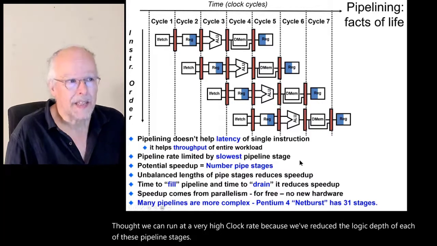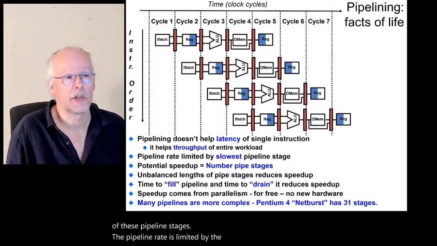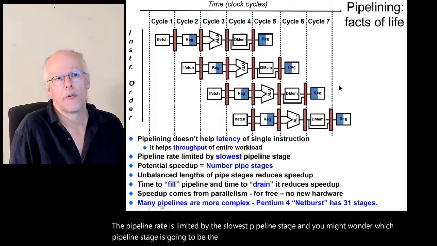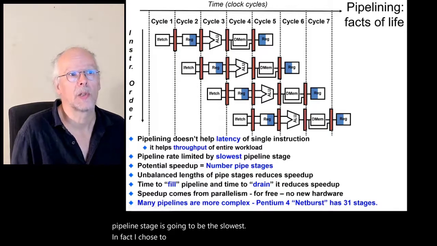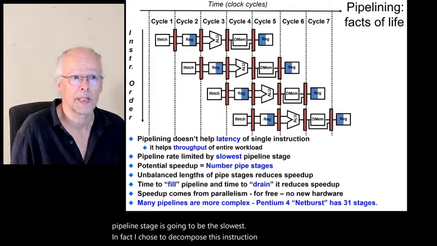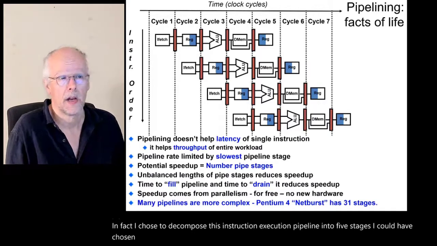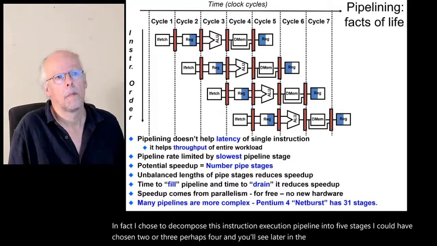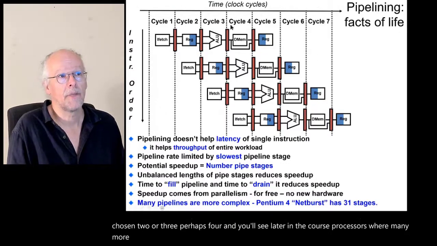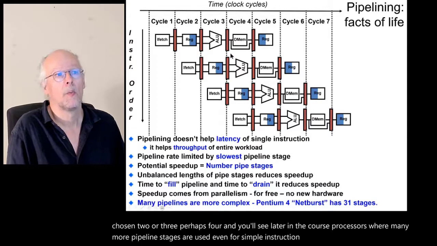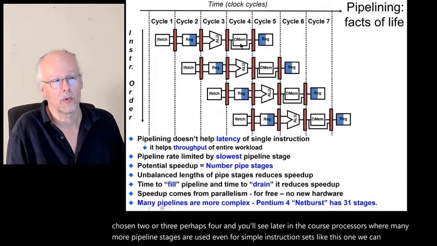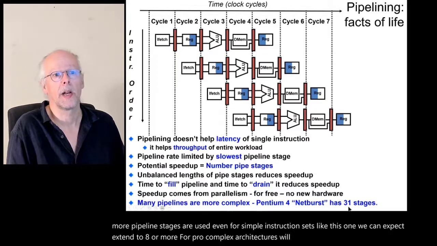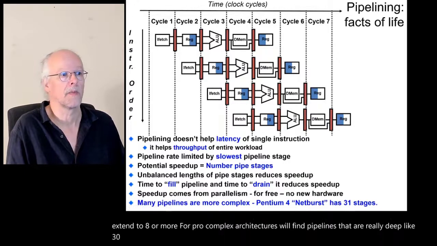The pipeline rate is limited by the slowest pipeline stage, and you might wonder which pipeline stage is going to be the slowest. In fact, I chose to decompose this instruction execution pipeline into 5 stages. I could have chosen 2 or 3, perhaps 4, and you'll see later in the course processors where many more pipeline stages are used. Even for simple instruction sets like this one, we can extend to 8 or more. For more complex architectures, we'll find pipelines that are really deep, like 31 stages in the Pentium 4.